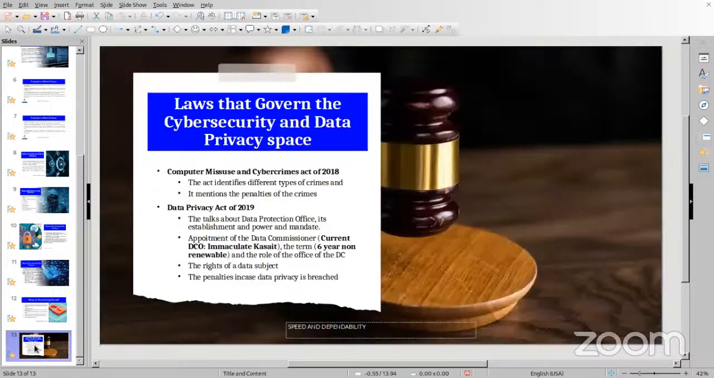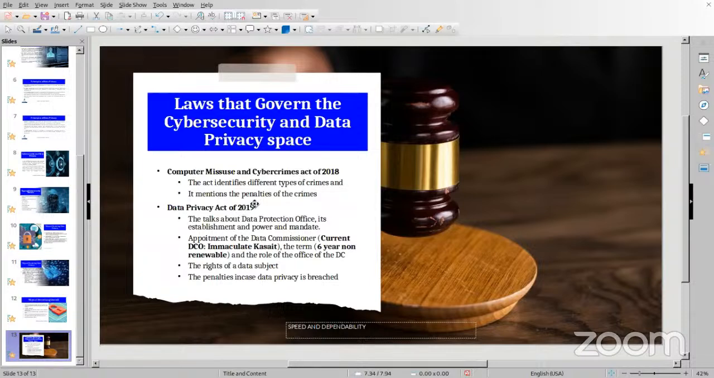As I wind up, on laws that govern the cybersecurity and data privacy space, you can try and look at these. They are a bit lengthy, but you can see where they apply in your different sectors of work. The Computer Misuse and Cyber Crimes Act of 2018 identifies types of crimes and mentions the penalties of the crimes. So for different crimes committed by a computer, there is a penalty attached to it. Go and see what happens.